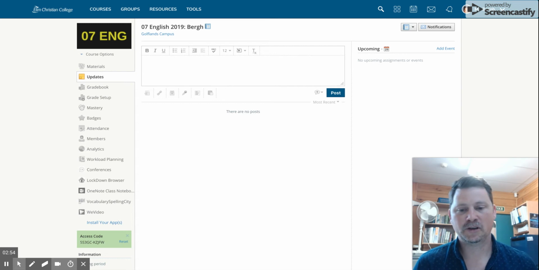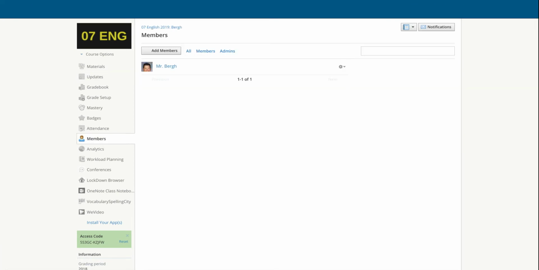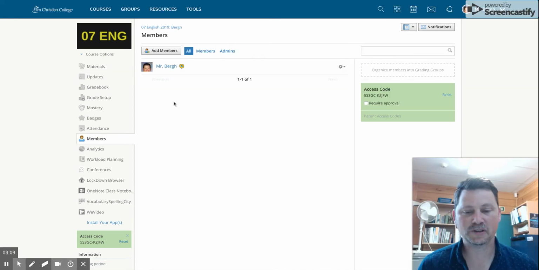So I'm in my year 7 group, and materials is where the resources live, where I'm going to teach the students, and members, the second M, is where the students live. This is where my roster or role is going to be. And I'm the only person in this course at the moment because I made it. So there's two ways of doing it.